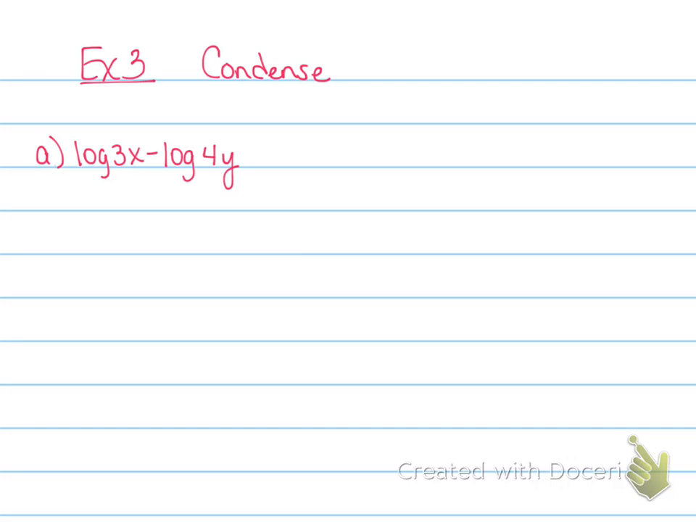So, we have log of 3x minus log of 4y. So now we're doing the opposite. Before we said, remember, when they're being multiplied, we expanded them by addition. So now if they're being added, we're going to put them together by multiplication.